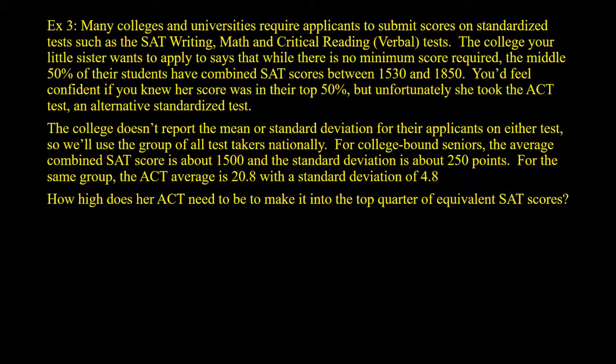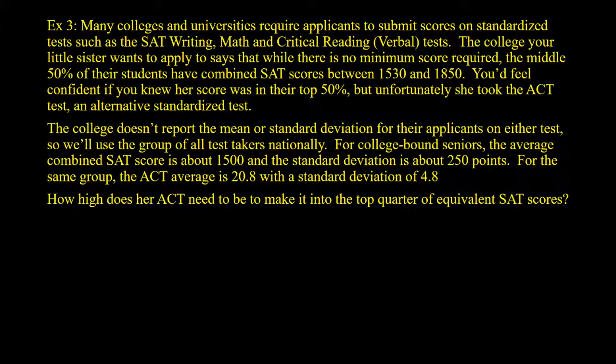For college-bound seniors, the average combined SAT score is about 1,500, and the standard deviation is about 250 points. For the same group, the ACT average is 20.8, with a standard deviation of 4.8. How high does her ACT score need to be to make it into the top quarter of equivalent SAT scores?